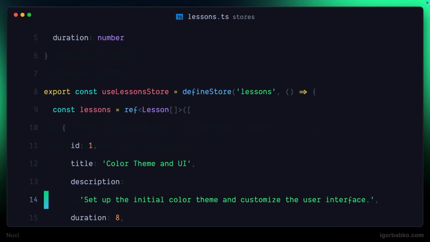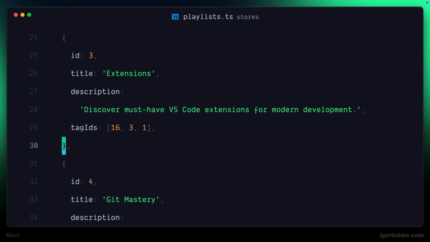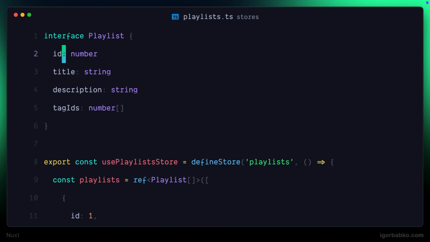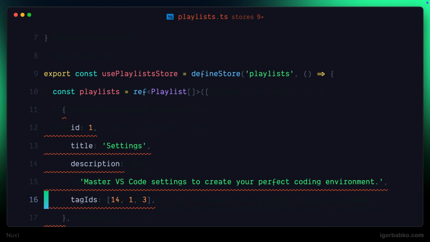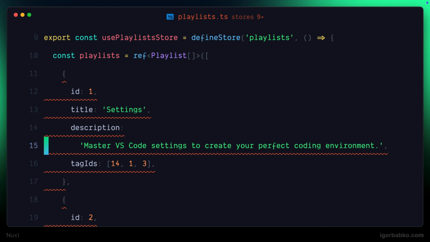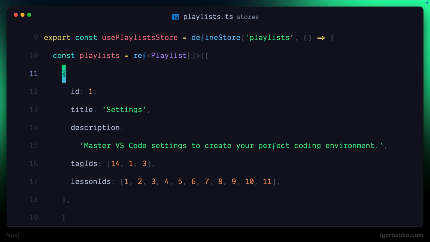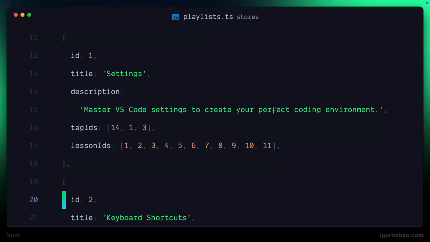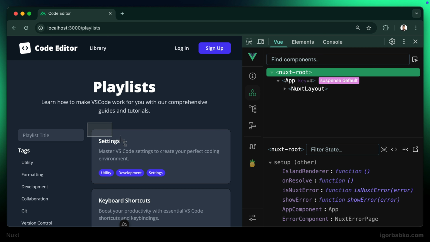And now to be able to bind lessons to playlists, I'm going to switch over to the playlist store and add another field inside the playlist interface that will be called lessonIds, since every playlist is going to have an array of lesson identifiers associated to the particular playlist. I will also modify every playlist object from the playlist array so that each object is also going to have an array of lesson identifiers within the lessonIds property. Alright, cool.